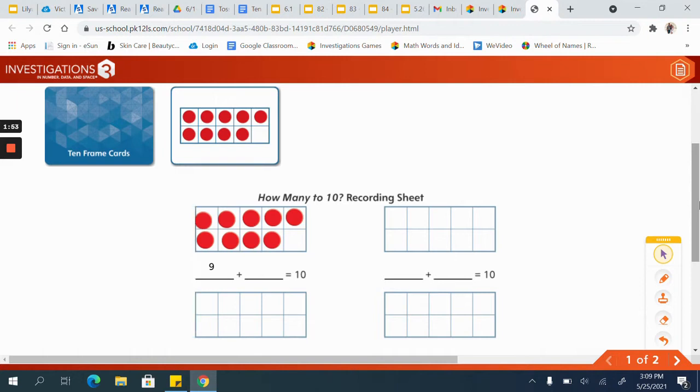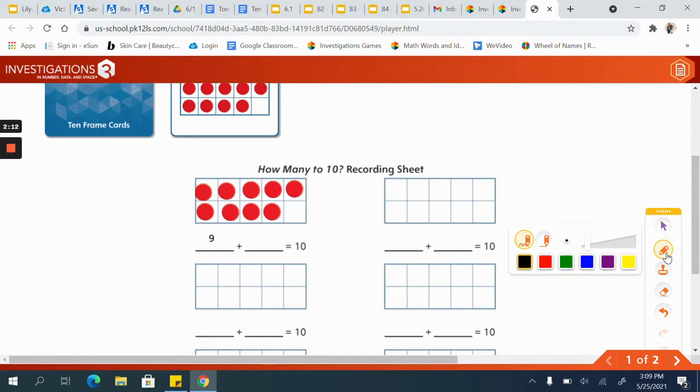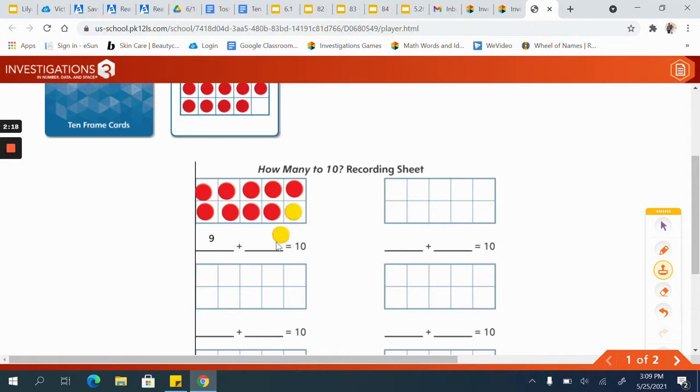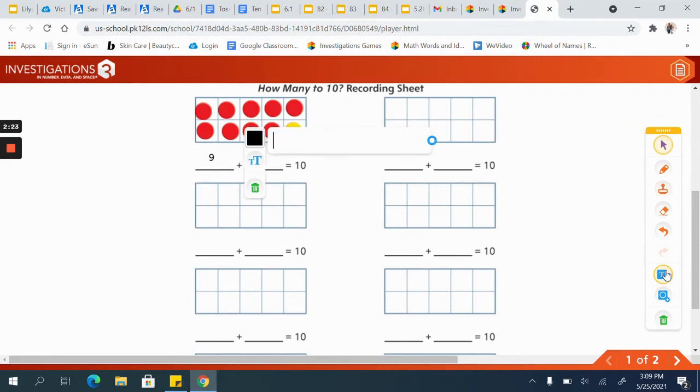Then we're going to do a thinking question. You're going to ask yourself, how many more do I need to make 10? Today when we are playing, we flipped over 9. If we have 9, how many more do we need to make 10? You're right, we need 1 more. I'm going to switch colors, and I'm going to use a yellow to show how many more we need to make 10. How many yellow circles did I put in my 10s frame? Yes, 1. So now I'm going to add that 1 into my equation.